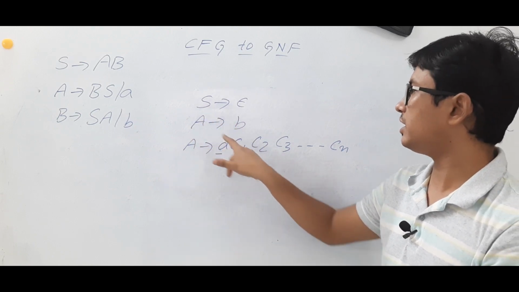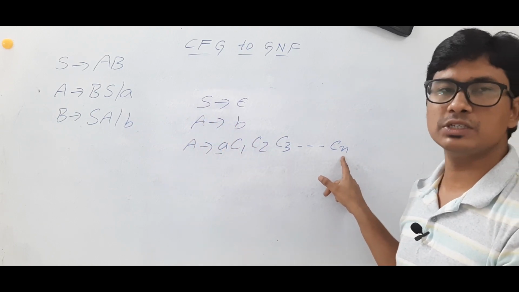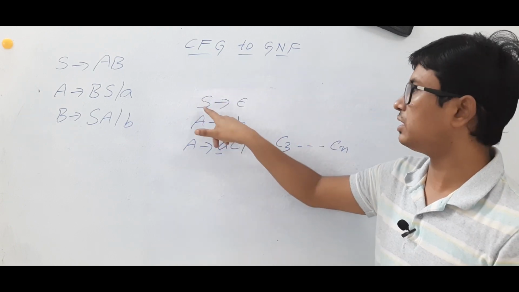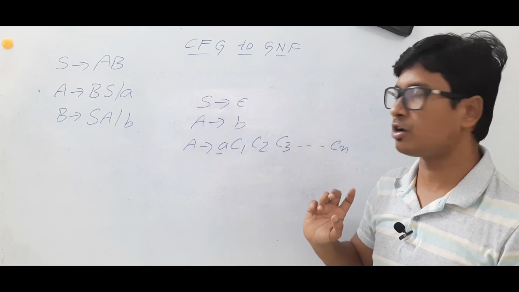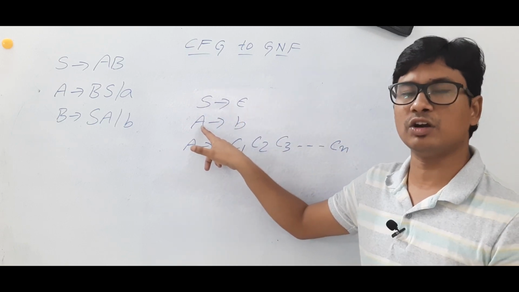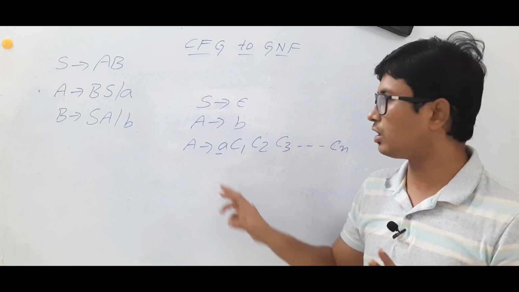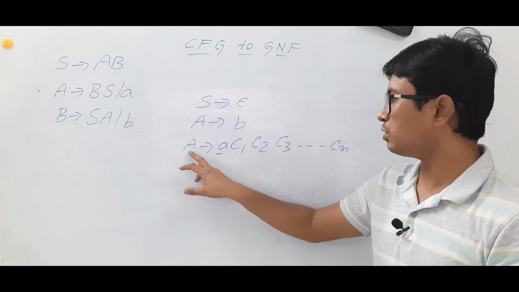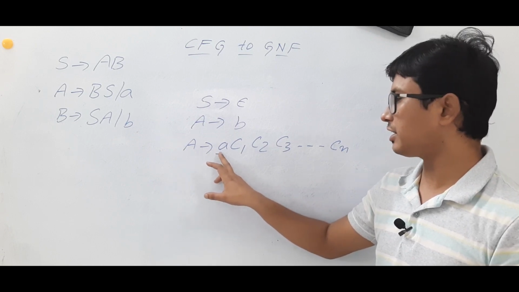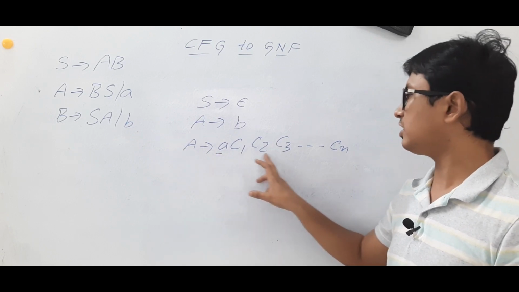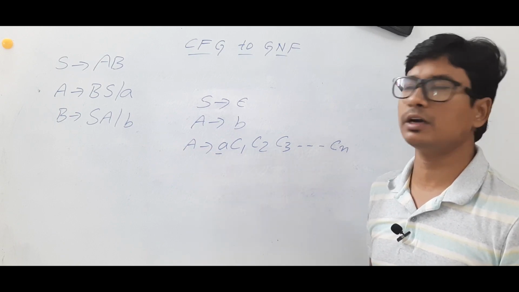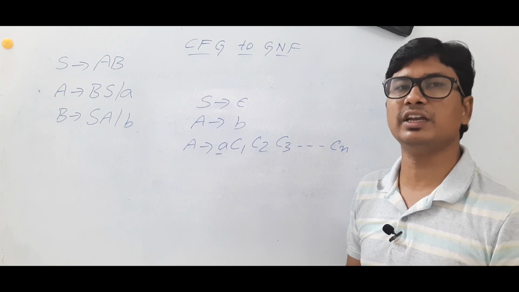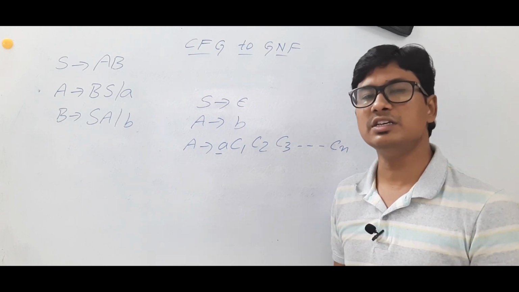Here S, A, C1, C2, up to Cn, they are the variables. S is the start symbol, so the start symbol can have an epsilon production. And A is not a start symbol, so for A epsilon is not allowed, but A can determine a terminal b, where b is a terminal. So A is a variable, it can determine a terminal. After that, any number of variables can come. So if all the productions satisfy these three conditions, then I can say that the given grammar is in GNF.